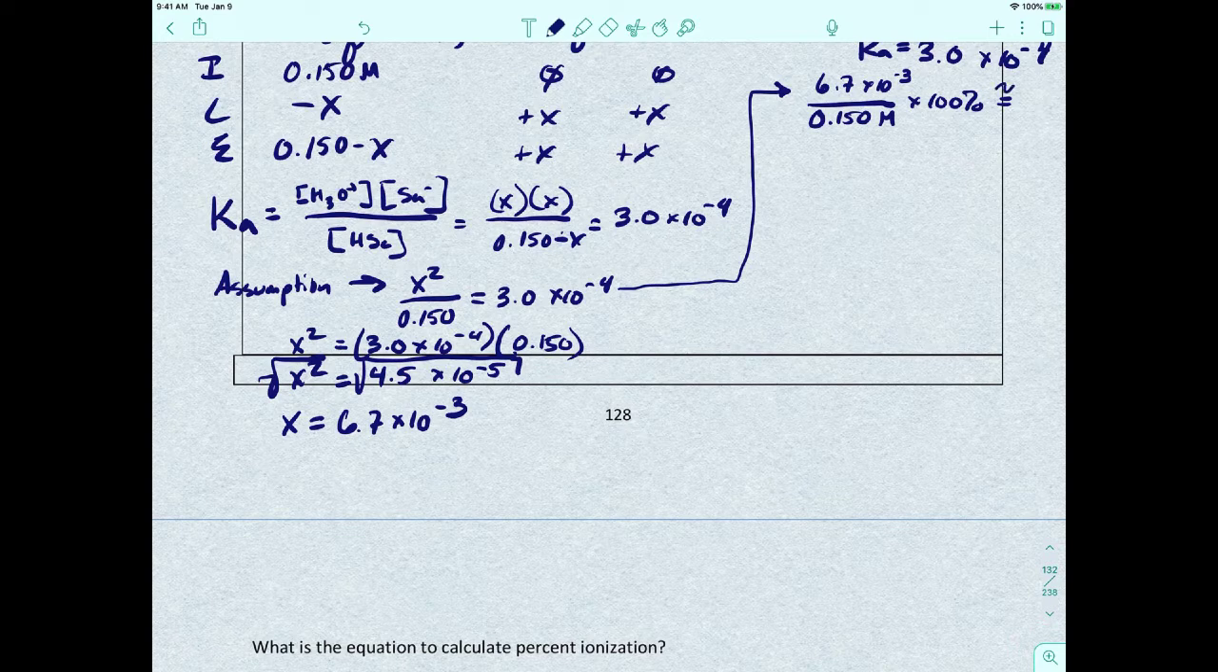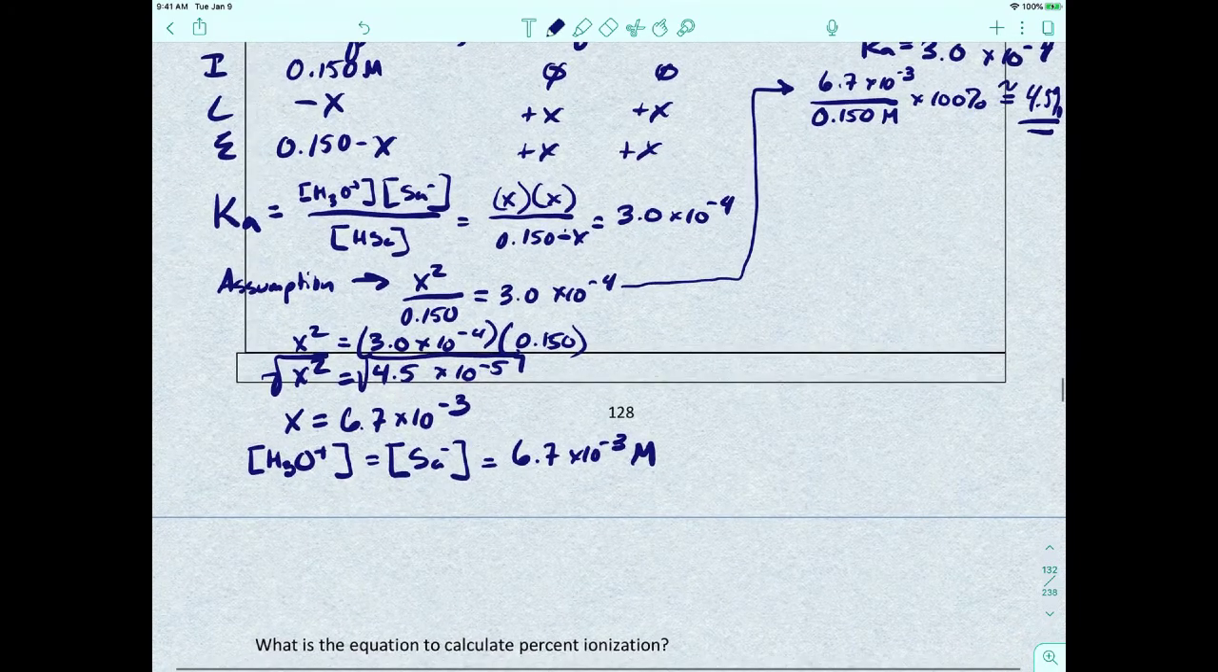It looks like it's going to be really close to about 4.5%. So it's still under 5, so our approximation holds, but we're getting real close to that area, where we probably should be using the quadratic formula. But our approximation still works. We're good. Now that we know that the concentration of H3O+ is equal to the concentration of salicylate ion, that's going to be 6.7 times 10 to the minus third molar.